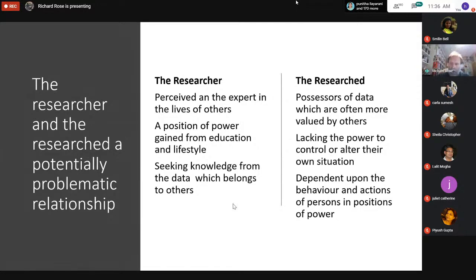And the researched, the people being researched, are very dependent on the behavior and actions of persons who are in positions of power. They have very little control over their lives. They are highly dependent. And therefore, these are vulnerable people. Whoever we collect data from is really under the power of the researcher, and we need to be very aware of that.